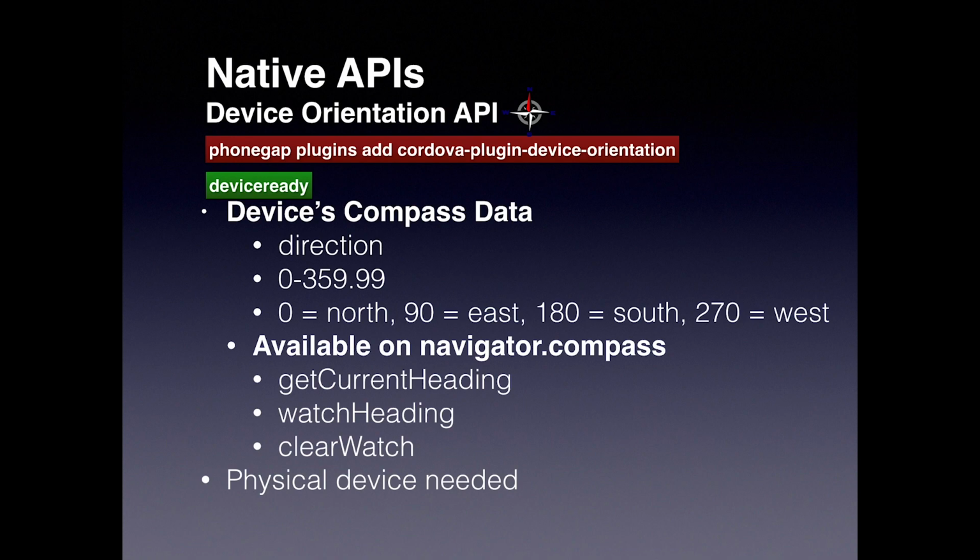It gives us the direction in which our device is pointing, with 0 being north, 90 being east, 180 being south, and 270 being west.